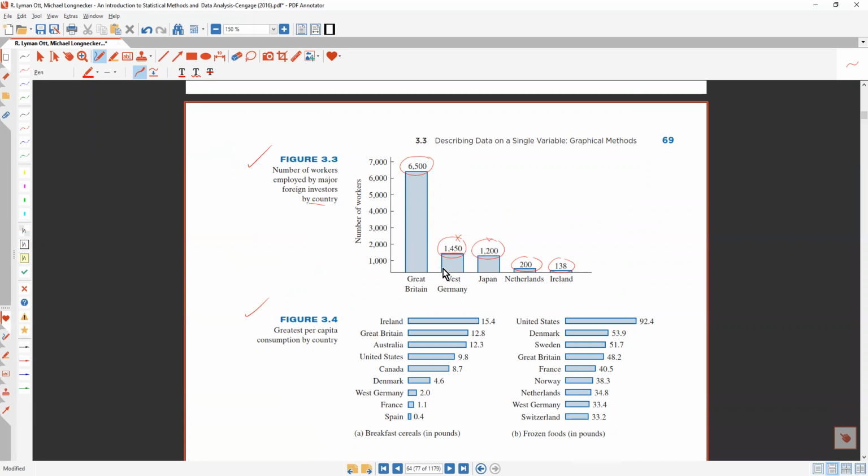When you see a graph like this, where there's space in between, that usually indicates that there's no possibility in between these two categories. So you're either in Great Britain or you're in the category West Germany. You can't be somewhere in between. That's what that space is generally indicating.